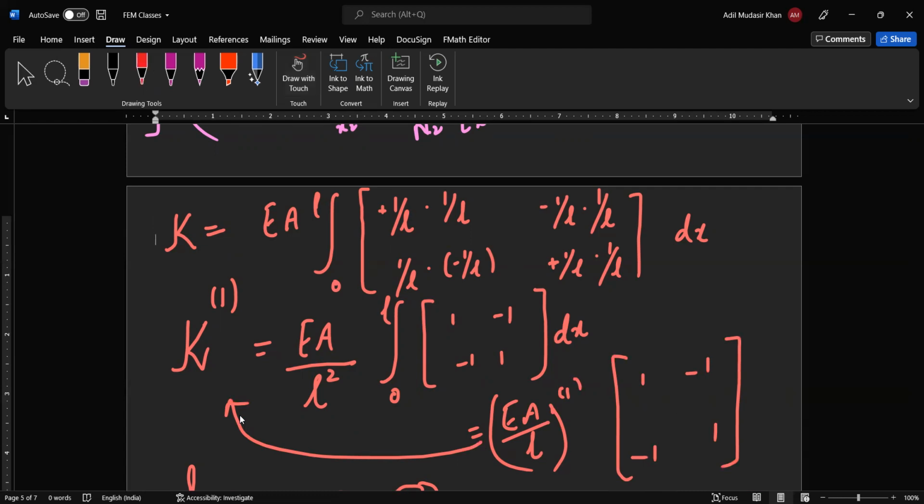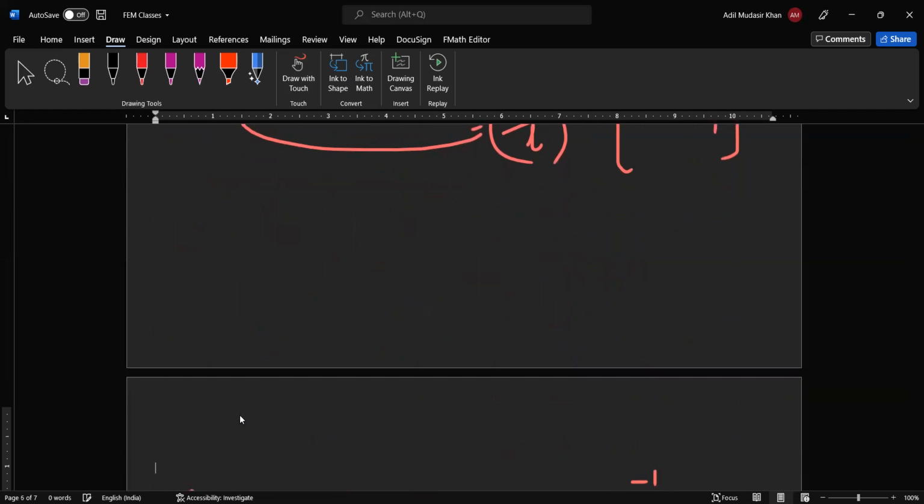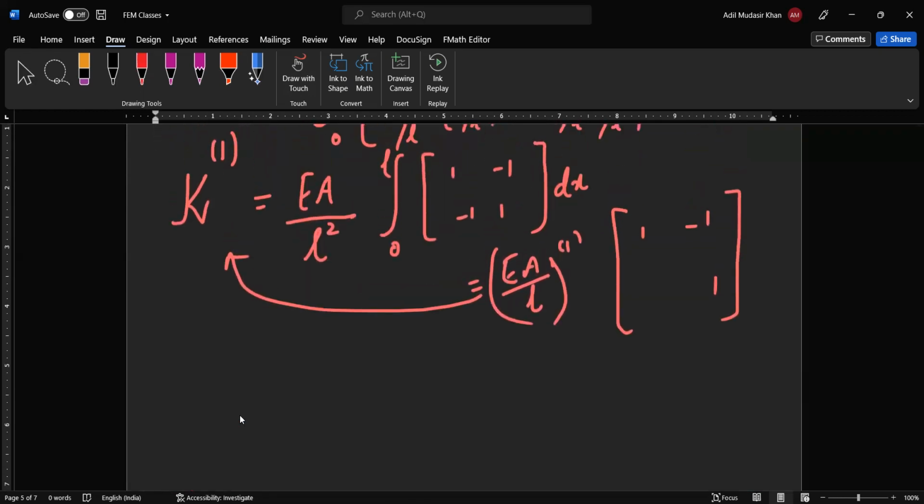Okay, so this is very much well known in the fundamental books of finite element analysis. So this is how we write it. This is EA by L for element 1, 1 minus 1 minus 1 1. This is the stiffness matrix.